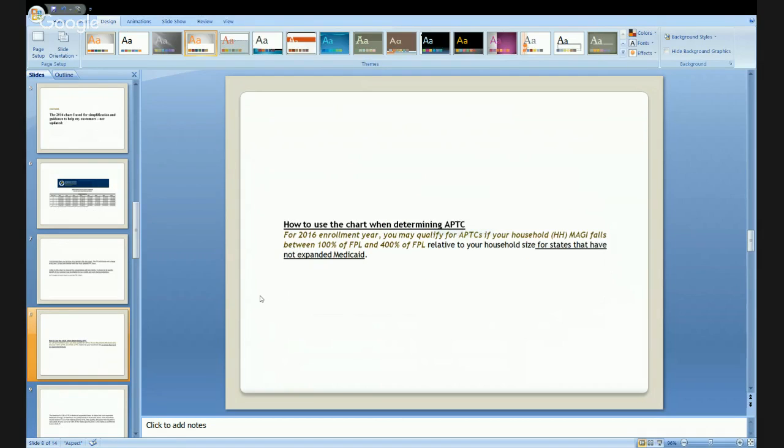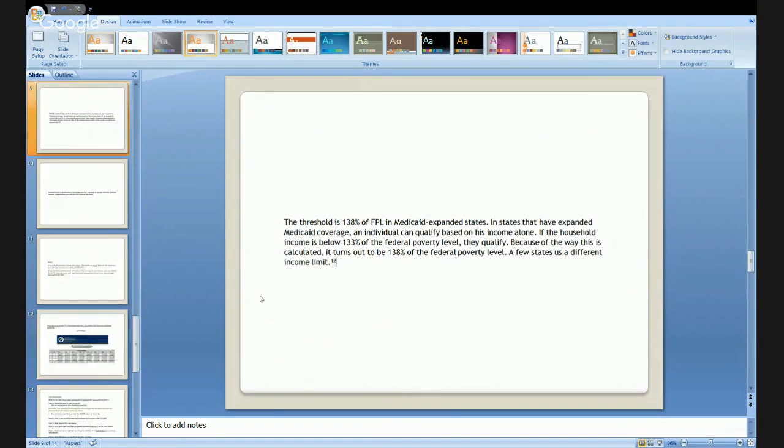Again, for year 2016, you may qualify for an advanced premium tax credit if your household MAGI, modified adjusted gross income, falls between 100% of the federal poverty limit and 400% of the federal poverty limit relative to your household size for states that have not expanded Medicaid. The threshold is 138% of federal poverty limit in Medicaid expanded states.